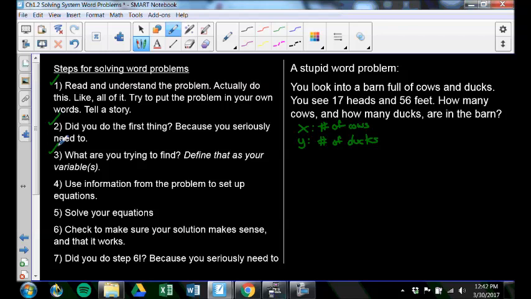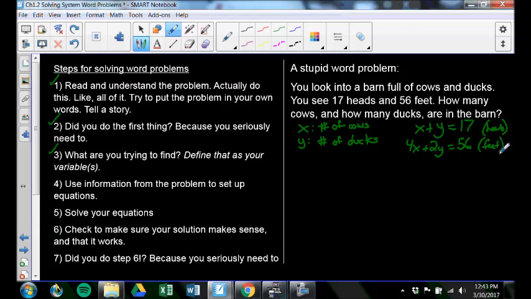Well, here's what I know. 1 head per cow plus 1 head per duck has to equal 17 total heads. This was my heads equation. It's head plus head equals heads. The second equation is going to be about feet. There's 4 feet per cow and 2 feet per duck, and altogether there's going to be 56 feet.